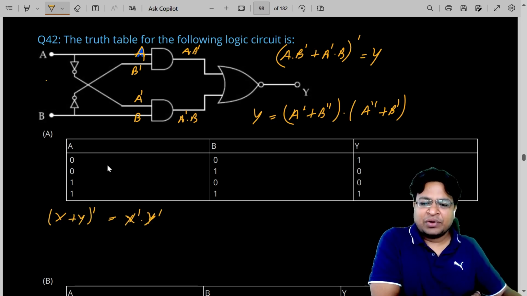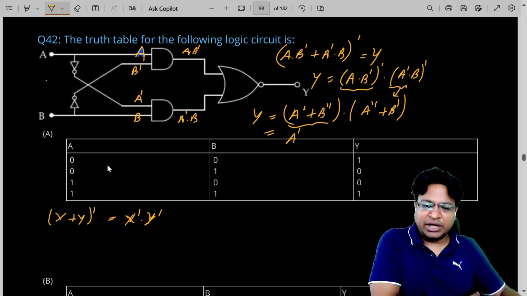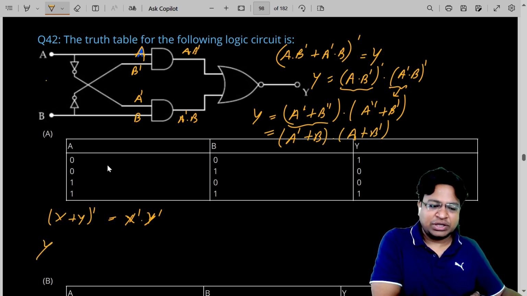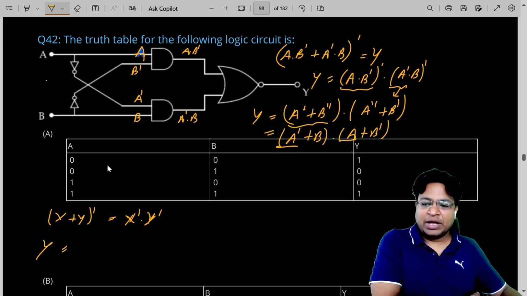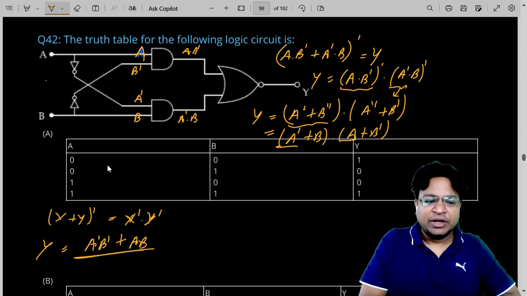So first, I'll do an intermediate step also. When I open this bracket, it would be like A dot B prime, prime, dot A prime dot B prime, and then this will expand into this, and this will expand into this. Further, if you solve it, next step it becomes A prime plus B, because B double prime would be B, and similarly A plus B prime. I'm doing it here now. A prime into A is zero. A prime into B prime is what you will get, A prime B prime, and then B into A you will get AB, and then B into B prime is zero. So this is the ultimate thing that you are getting, and now you can match.